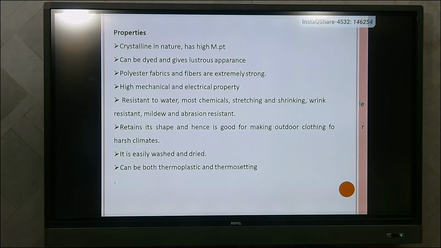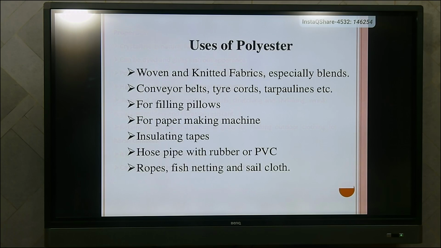The properties are very vast. It is a crystalline compound. It can be easily washed, easily dried. It finds many applications in textile industries, which has high mechanical and electrical properties. It can retain its shape, and it can be used both as the thermoplastic and thermosetting polymer. And uses of the polyester goes in all the forms of textile industries, and few of the applications are given here.